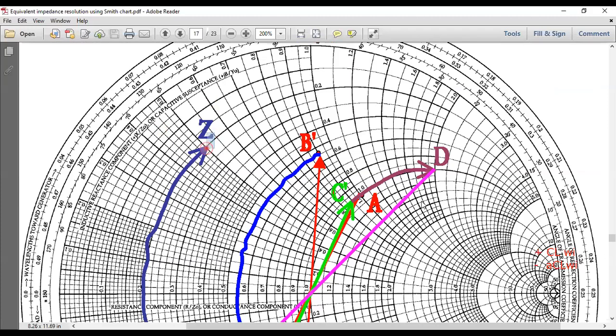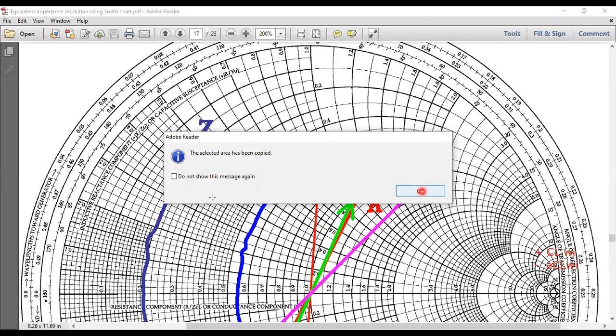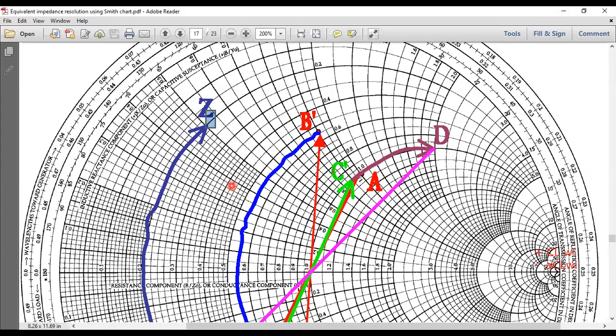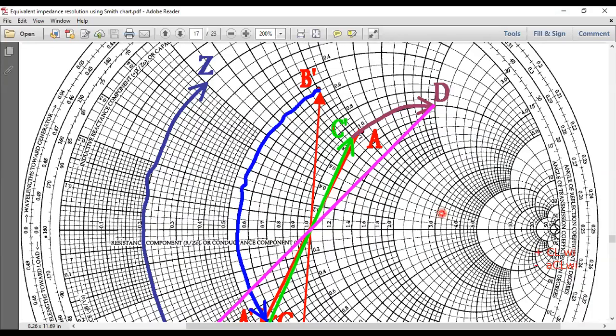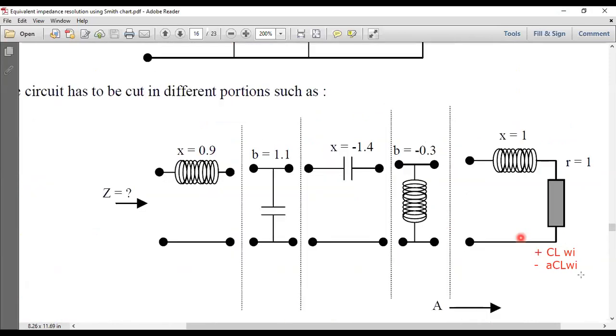So what is your Z value? Your final Z becomes 0.2 plus j0.5. So this will be your answer. This is the experiment that you have to do. The calculation looks very simple, and it is very simple. Only here I will make a small change. Just remember the clockwise, anti-clockwise rule.